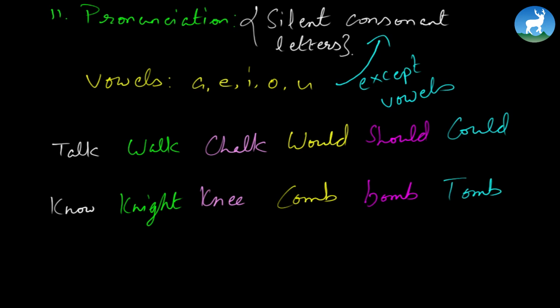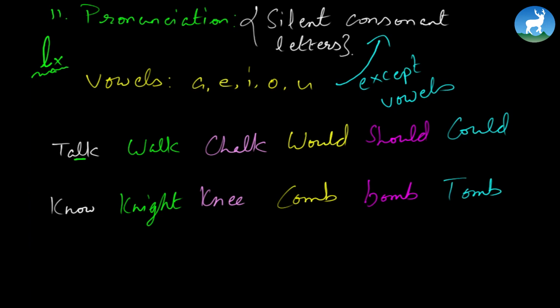Talk, walk, chalk, would, should, could, know, night, knee, come, bum, tomb. Have you figured it out? So let's go here. So first of all, here L is silent. So what are silent letters? The letters which are hidden or which we don't pronounce. See, L is here, but we don't say talk with an L sound. The phonic sound, the pronunciation of L is not there. That's why it's silent. It's not audible. We don't pronounce L as such, though the letter L is in the word. That's why we call it silent letter.